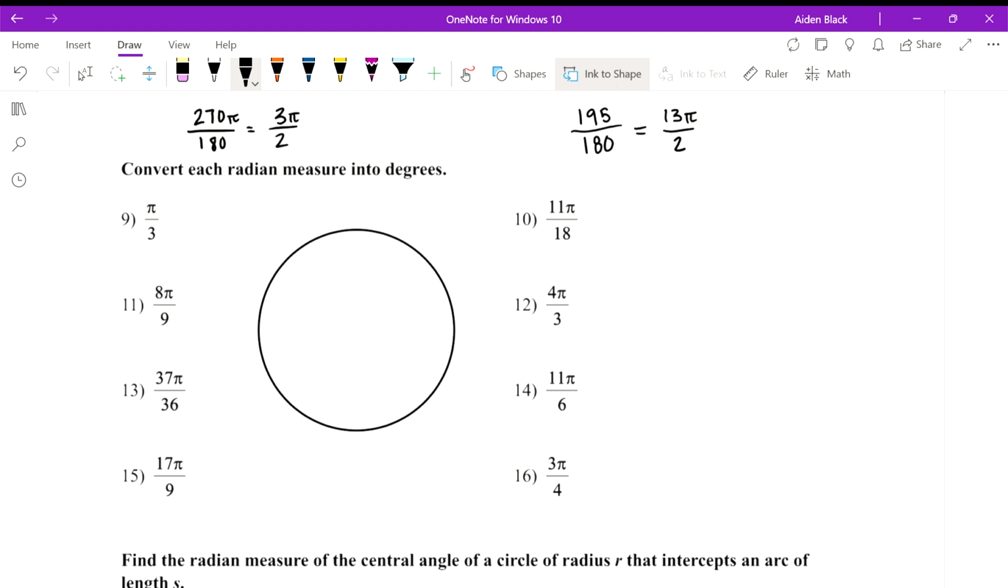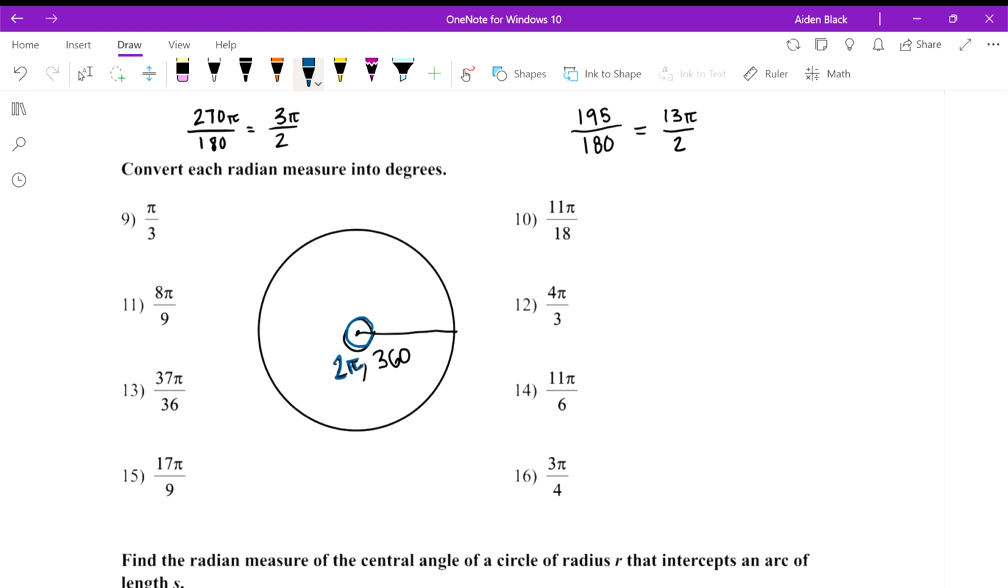Okay, so here's our circle. Quick question, how many degrees are in a circle? We know 360. And as we talked about in class, how many radians are in a circle? We know it's also 2 pi. Right? If you went the full circle around, you would go 2 pi radians.